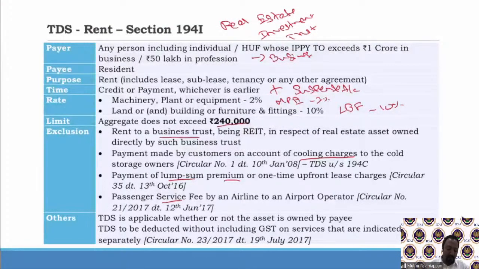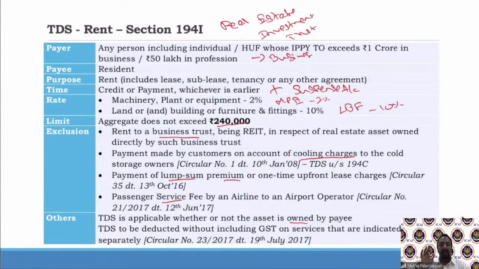TDS is applicable whether or not asset is owned by the payee. Now the point here is, just go back to our first session, which we spoke about clubbing. We said asset is owned by the assessee. Income is being received by spouse, or son or whatever. Income is received from someone, but asset is held by another's name. So whenever rent is being paid to a particular person, even if they are not the owner of the asset, they might be chargeable. So typically, the TDS will be deductible against the person who is in charge of that income.